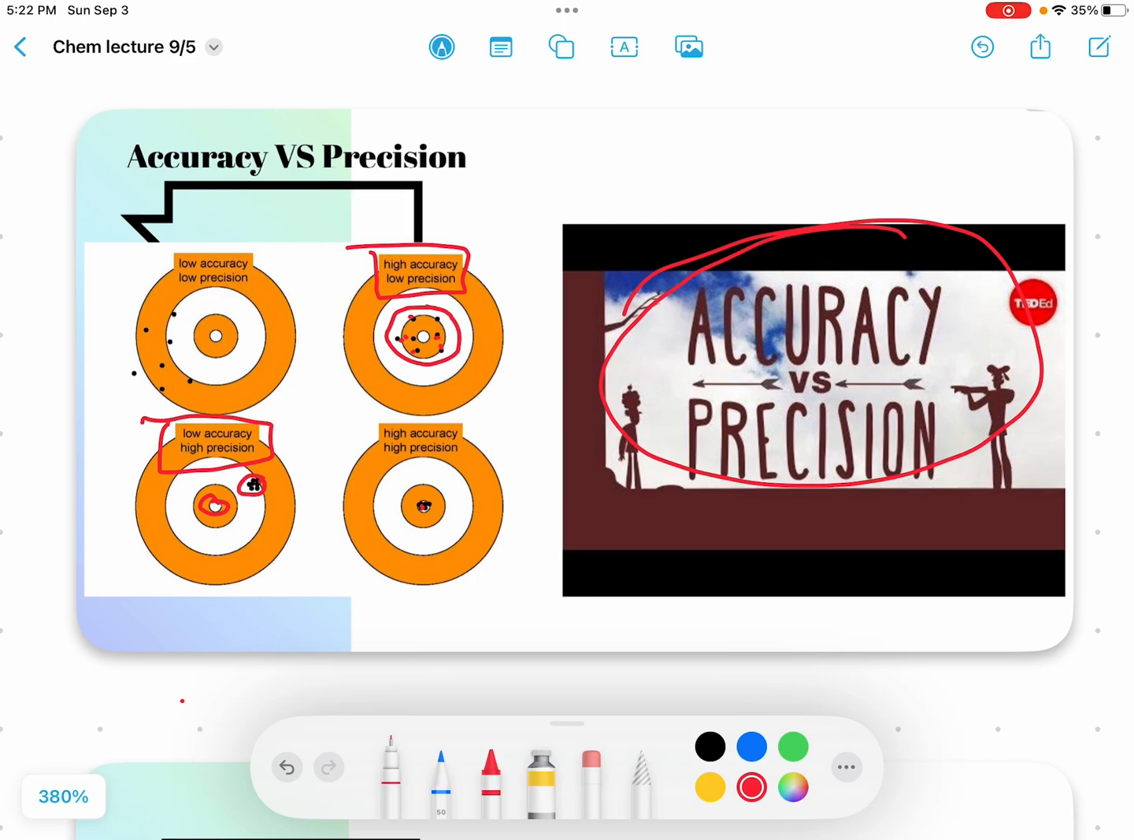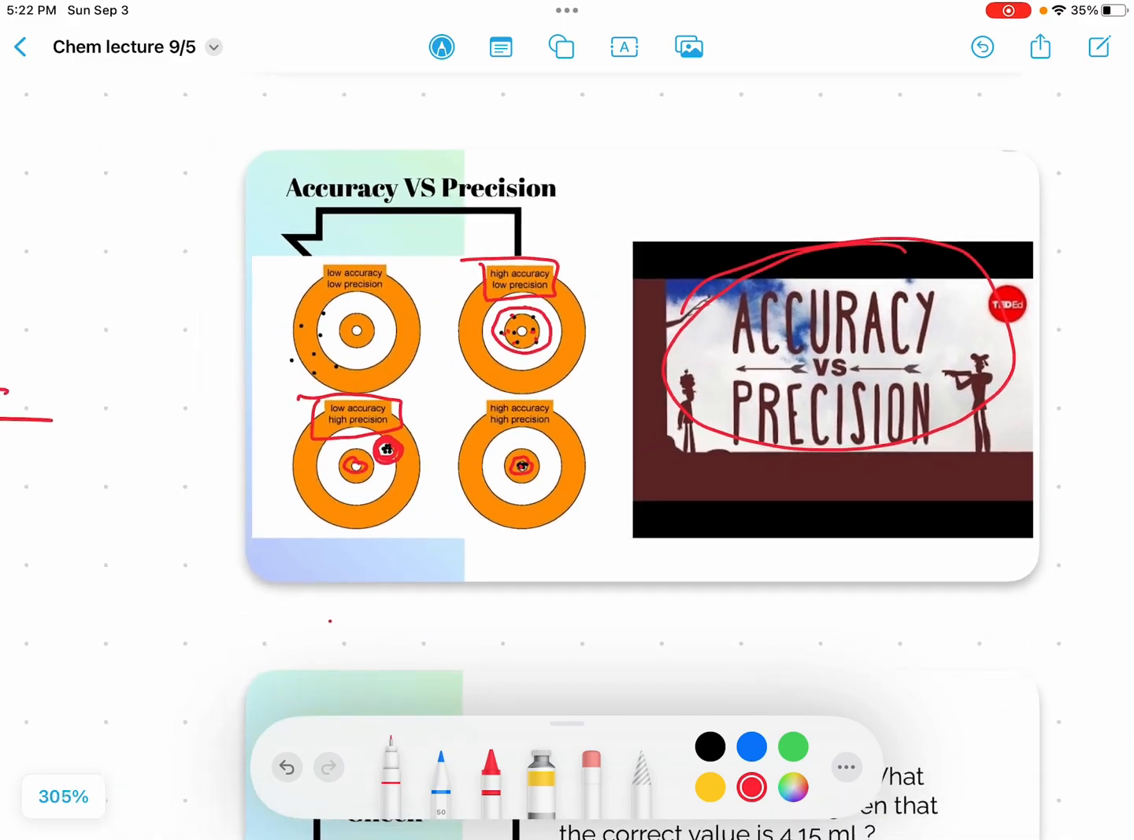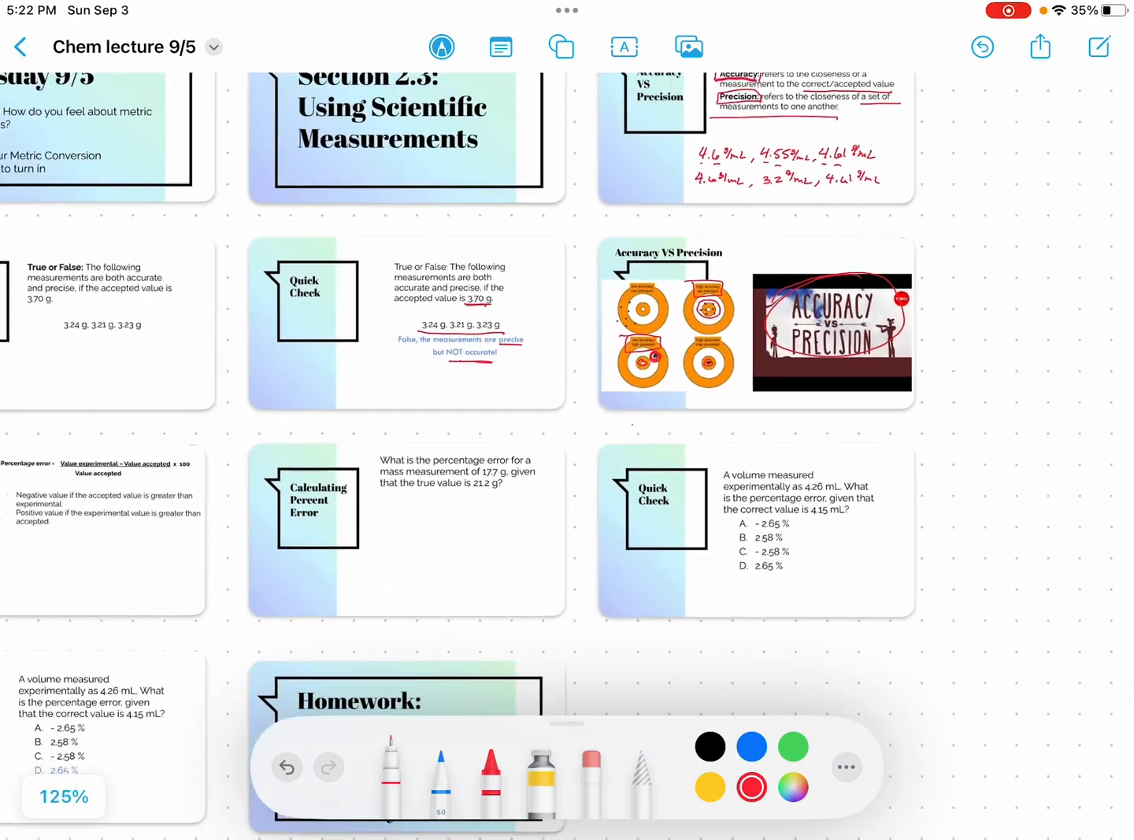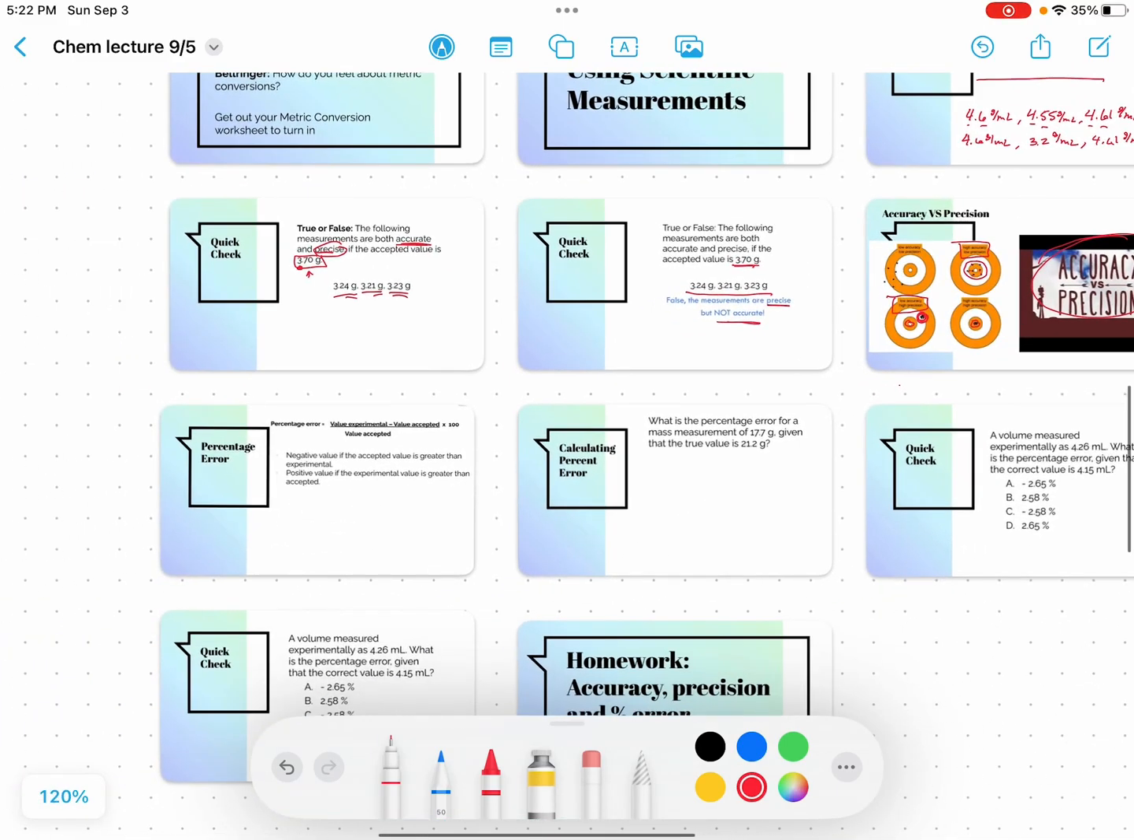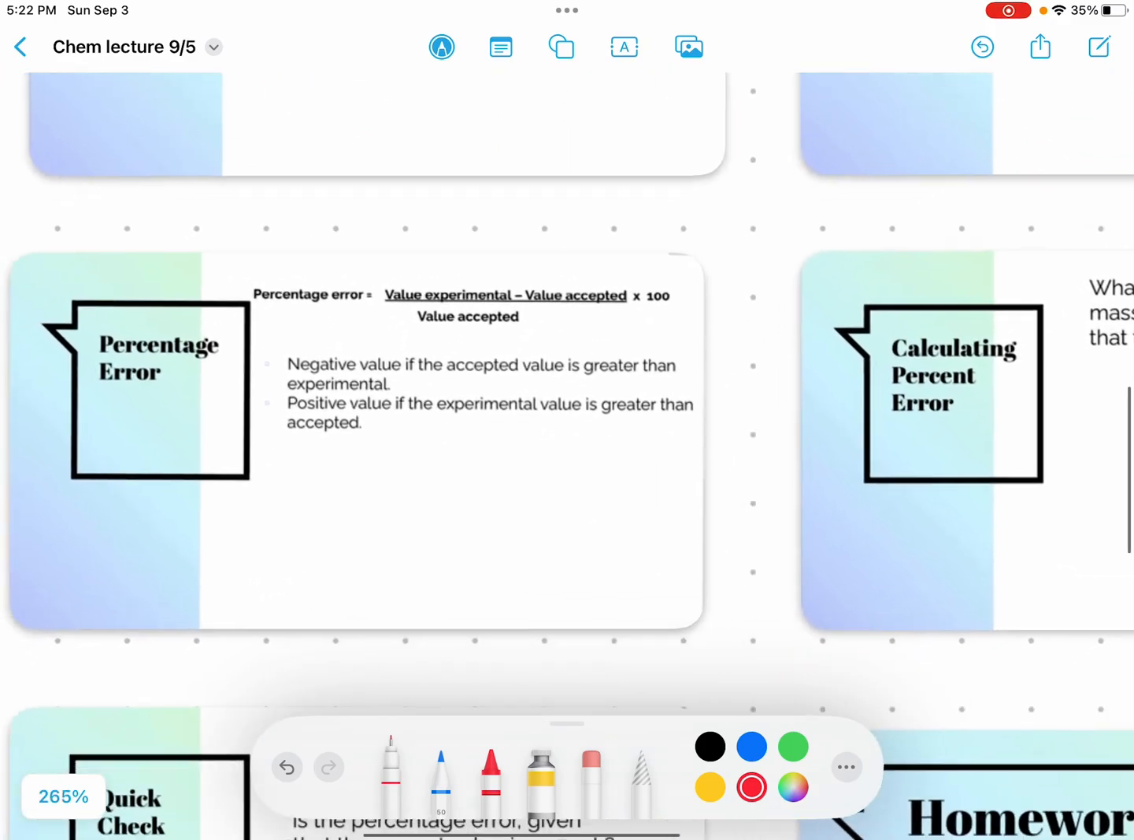Again, accuracy is being right where you want to be, on target with your actual value. Precision is when they are all lumped together. All of your numbers are very close together with minimal separation. Okay, so that's the difference between accuracy and precision.